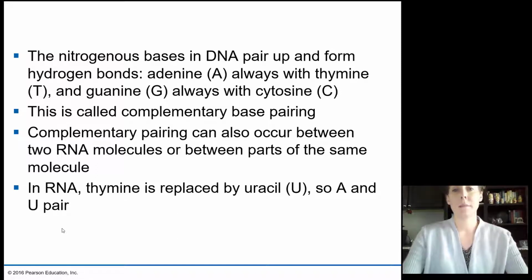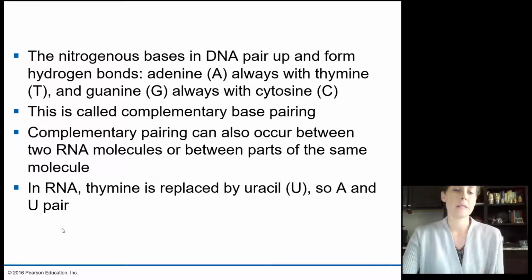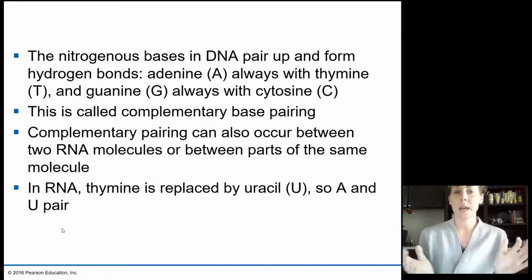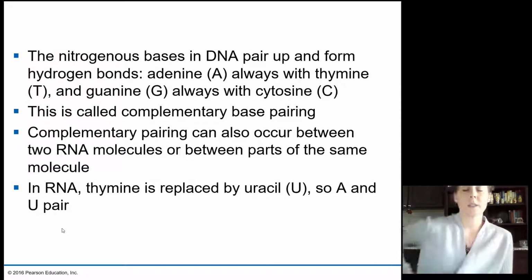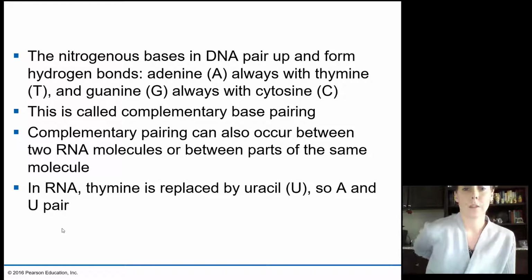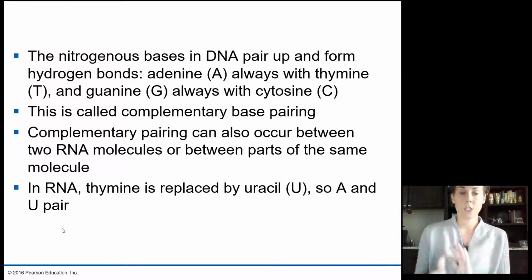Nitrogenous bases in DNA pair up, form that hydrogen bond. Adenine is always with thymine, guanine is always with cytosine. And that's called complementary base pairing. So when you're asked, what does that complementary base pairing mean? It's where the nitrogenous bases on the DNA are always going to pair up with one another, always AT and GC. And then in RNA, thymine is gone and it's replaced by uracil. So it's AU.